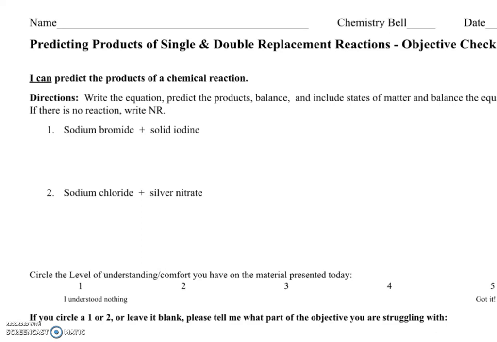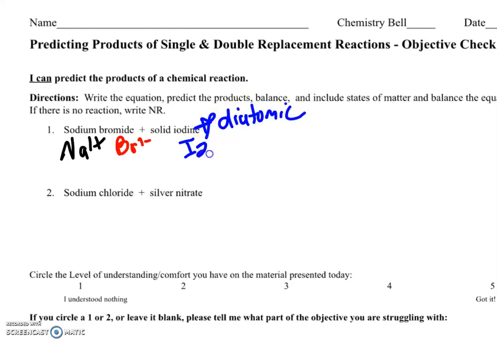So let's start with number 1, sodium bromide plus sodium iodide. So first thing, we've got to figure out what the ions are. Sodium is always a 1 plus. It's in column 1. Bromine is in column 17, 7A. It's always a 1 minus. And solid iodine. This one you have to be careful of. That is diatomic. So it's going to be I2.